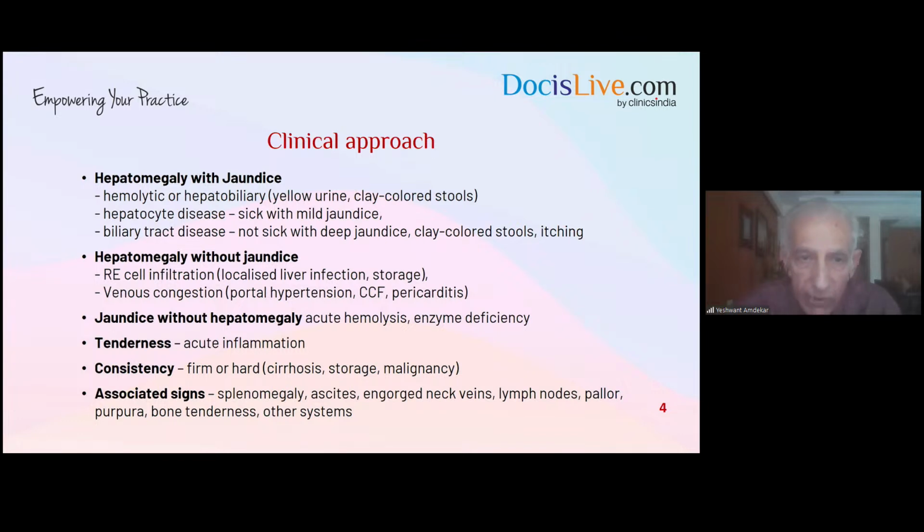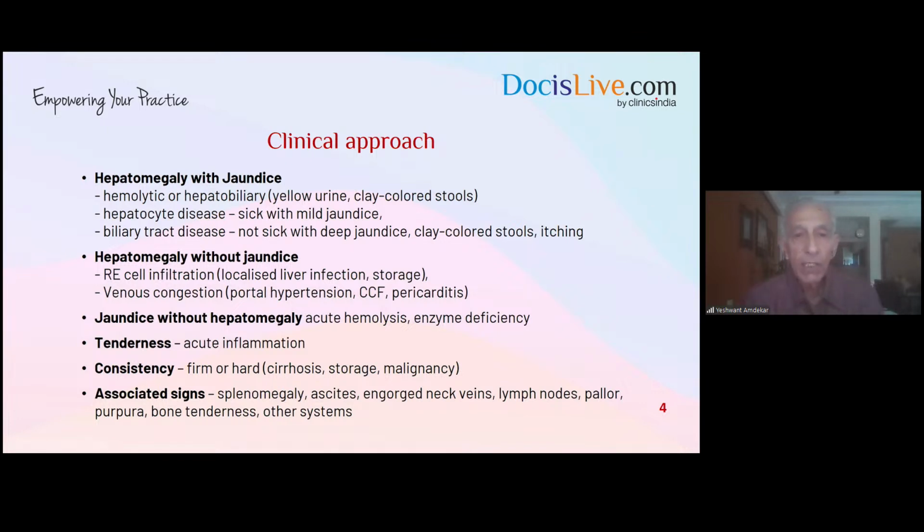And sometimes there could be lymph nodes, either peripheral or even mediastinal or abdominal, and you might diagnose a disease like leukemia or a Hodgkin's lymphoma with hepatosplenomegaly. Pallor is often an accompaniment of a hemolytic anemia with a hepatomegaly, or of course leukemia or hematological malignancy. And the same is true about the purpuric spots. And also the bony tenderness.